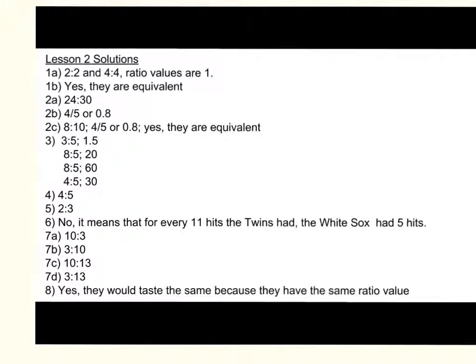Here are the solutions from the homework. You're welcome to look at these. We will not have a homework check until Monday, so make sure you finish lesson 2, and then we will also have homework for some of lesson 3. Pause the video here so you can check your work.